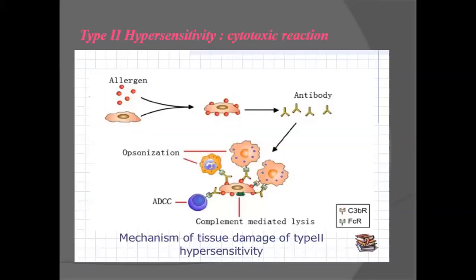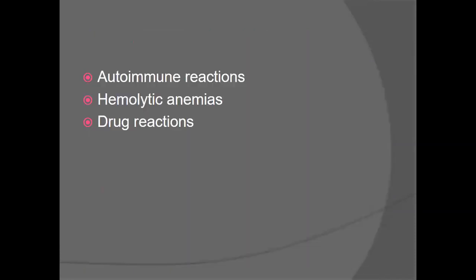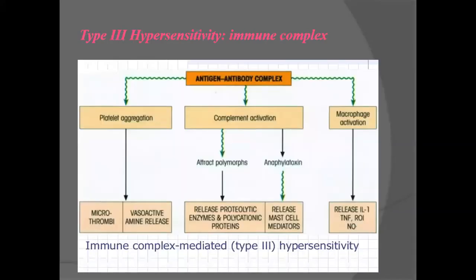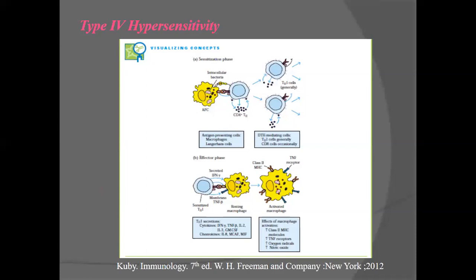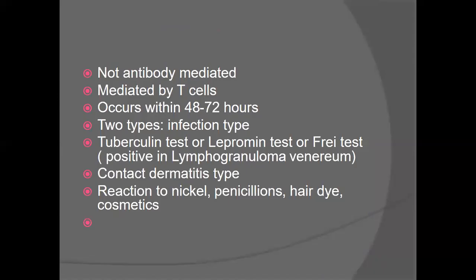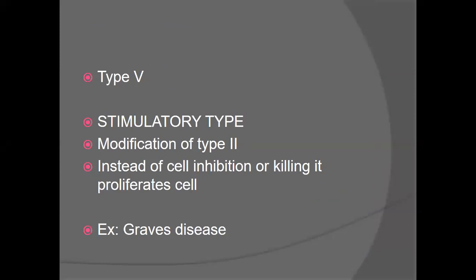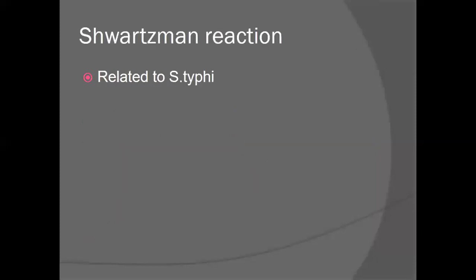Type 2 hypersensitivity is called a cytotoxic reaction. Type 3 hypersensitivity is called antigen antibody complex reactions. Type 4 you have delayed hypersensitivity reaction. Sometimes people call type 5, which is a stimulatory type of reaction. Shwartzman reaction is related to Salmonella typhi.